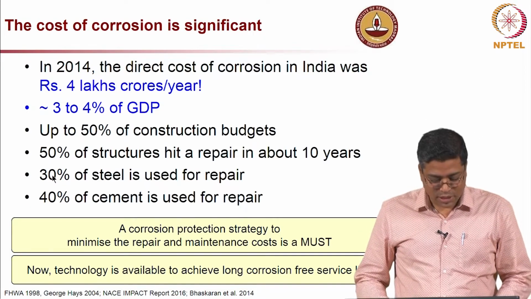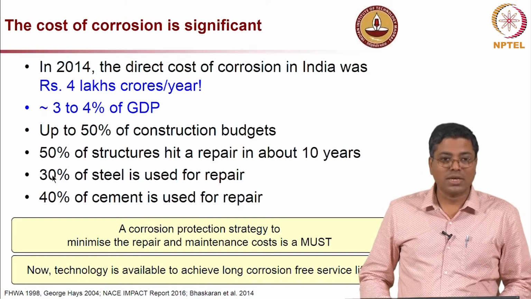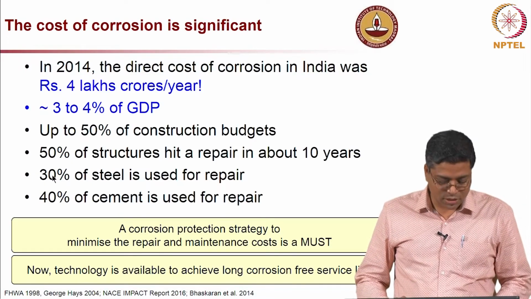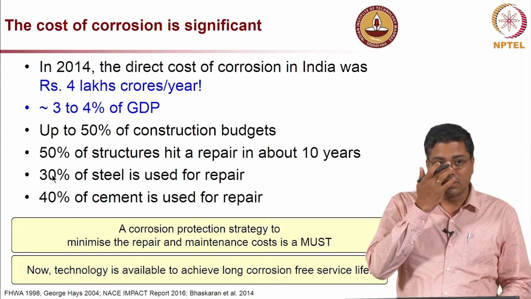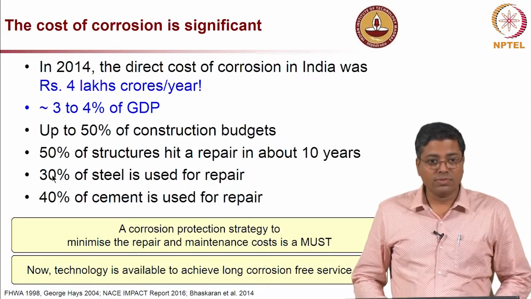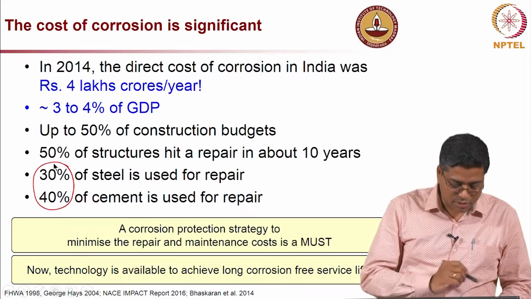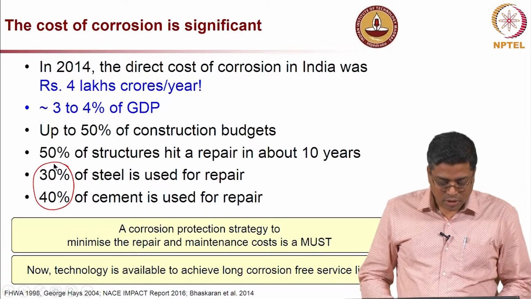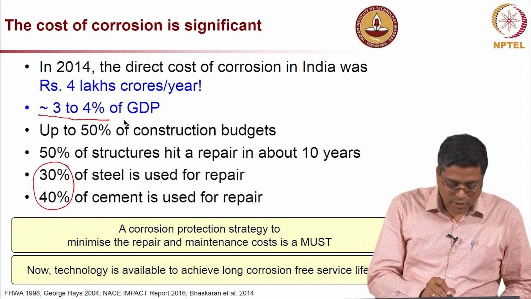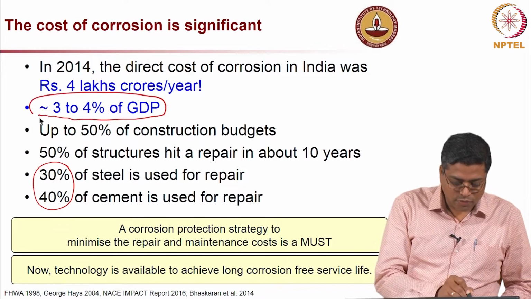the steel and cement industry. This is more or less correct. The steel that is actually used for replacing the existing steel, and cement is also purchased for repair projects. So this is really alarming, these two numbers. And this is what we have to really reduce, 3 to 4% of GDP.